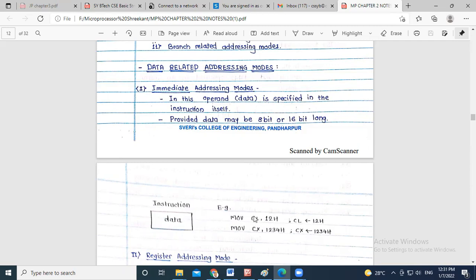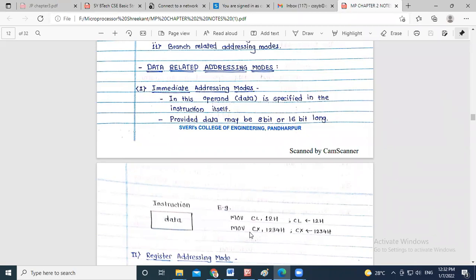It's actually the C register. There are registers A, B, C, D, E along with the accumulator, and if it is C with L, it means the lower level of the C register. If it is H, it means the higher level of the C register. So MOV CL, 12H means the hexadecimal value 12 you have to store into the CL register. 12H goes and sits into the CL register.